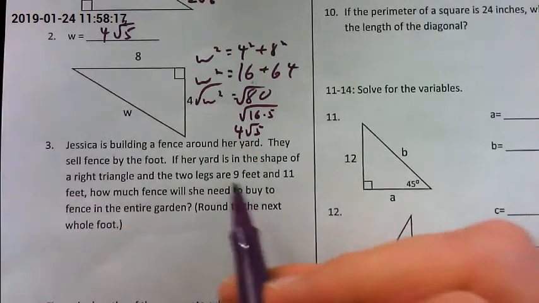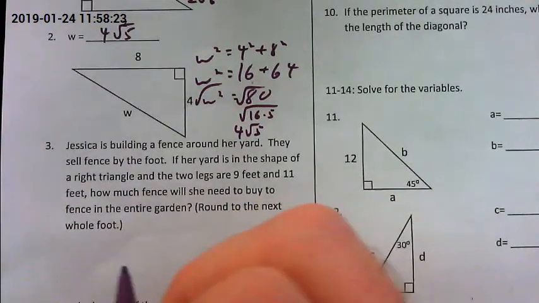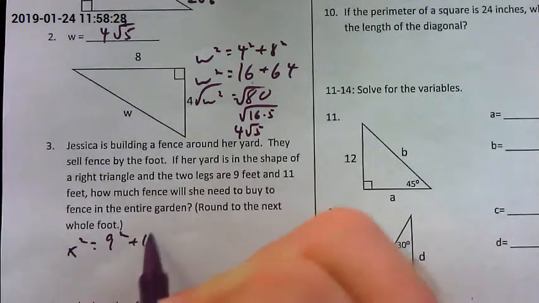So again, we have a right triangle. It told us these two are the legs. In order to find the hypotenuse, we're going to use Pythagorean theorem again. So I'm going to just call it x. X squared equals 9 squared plus 11 squared.